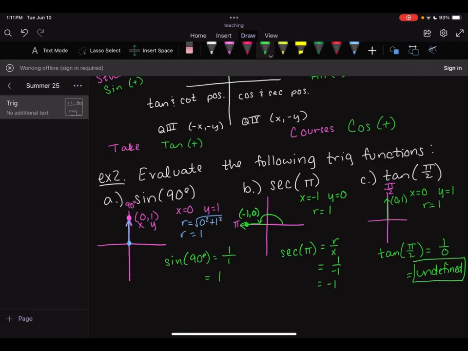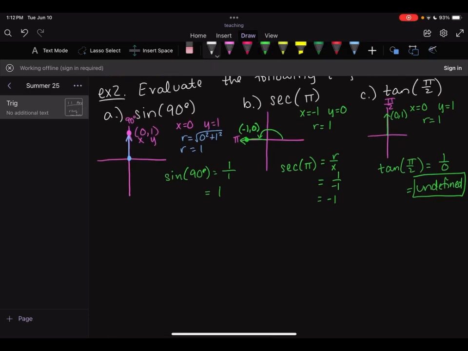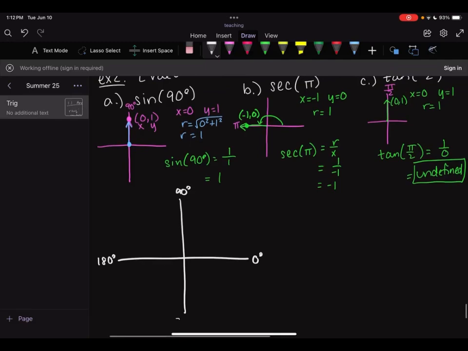I'll also show you some other ways to do these as we go along, but this is just using those relationships that we talked about earlier. The most common way that I like to talk about these is really just to use the unit circle. Remember, this is 0, this is 90, this is 180, and down here is 270. In radians, this is 0, pi over 2, pi, 3 pi over 2, and then this would be 2 pi. In degrees, it would wrap around to 360 degrees.